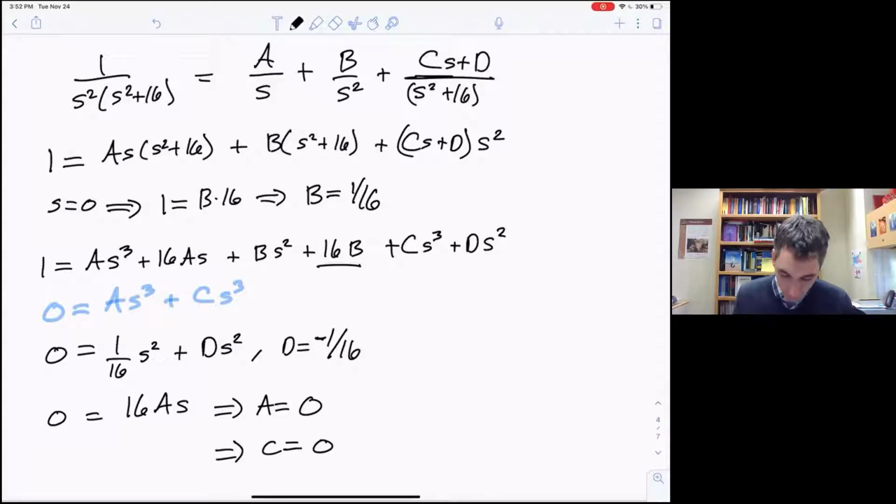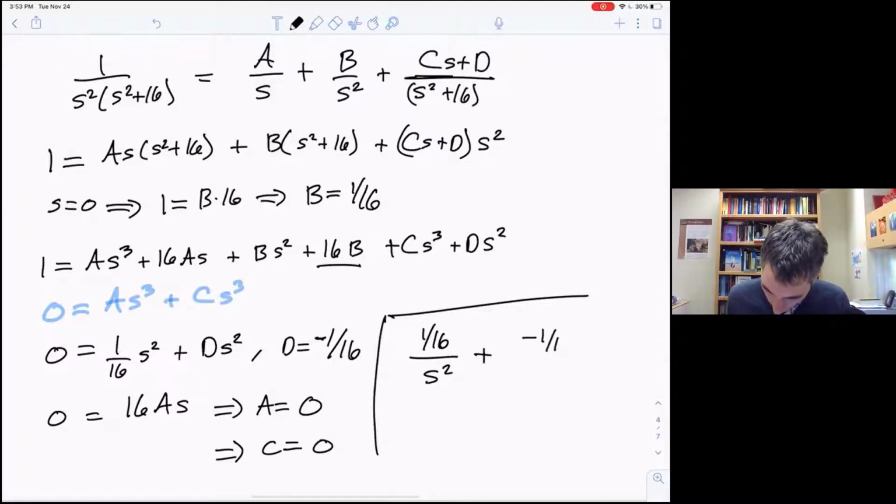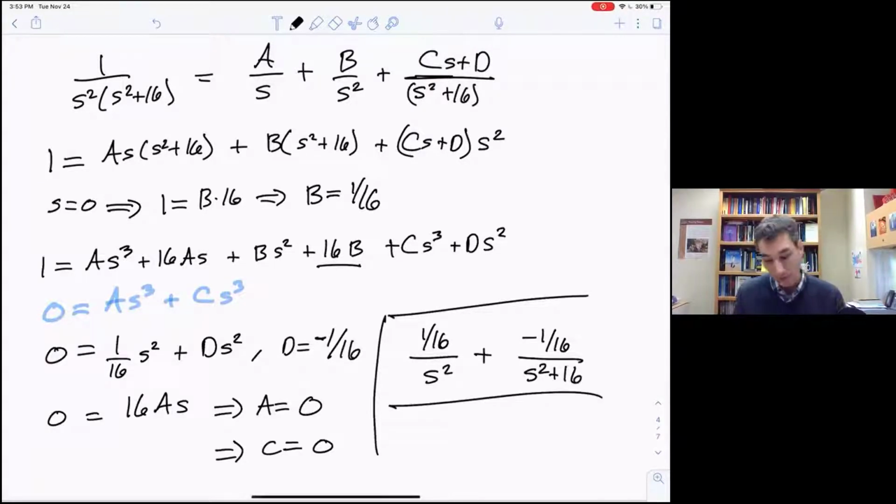I think so. I think this is all reducing down to 1/16 over s squared plus d, which is negative 1/16 over s squared plus 16. So there you go. That's kind of a nice reduction there. All right. Yeah, and I guess if you multiply that out, you're gonna get exactly 1 over s squared plus 16. So that's nice. Okay, so that's that one.